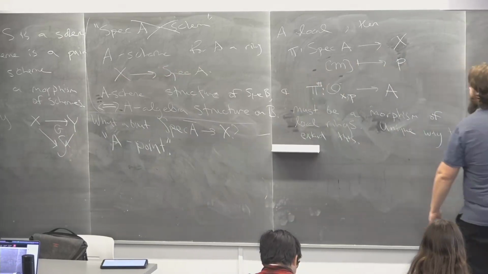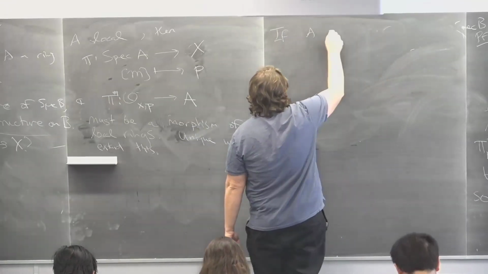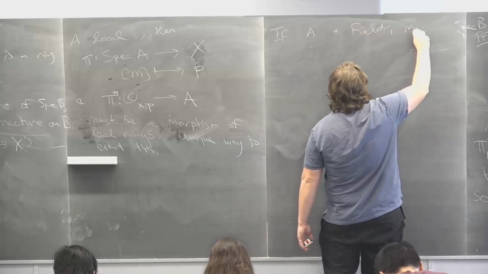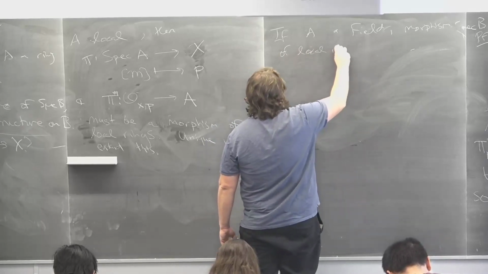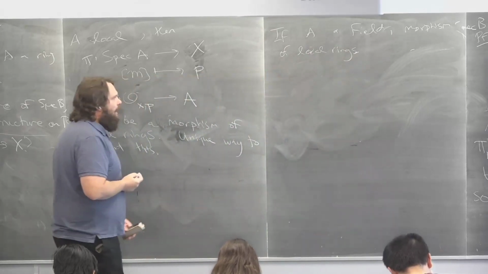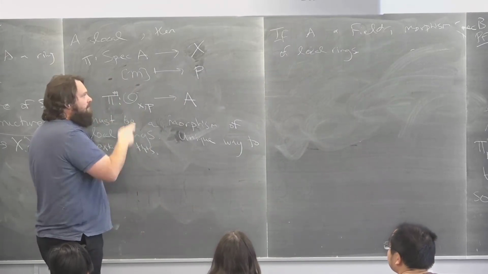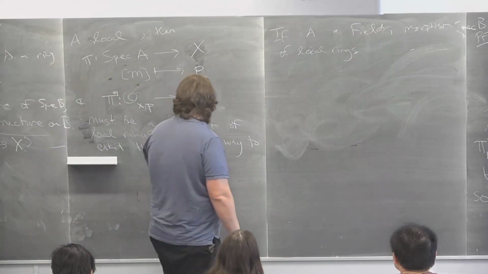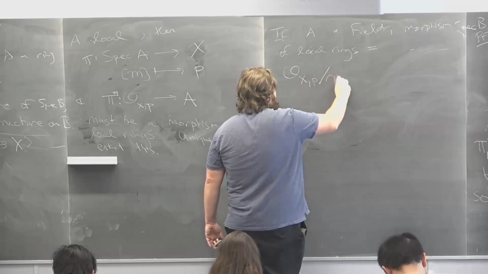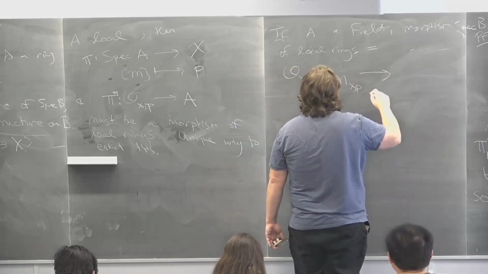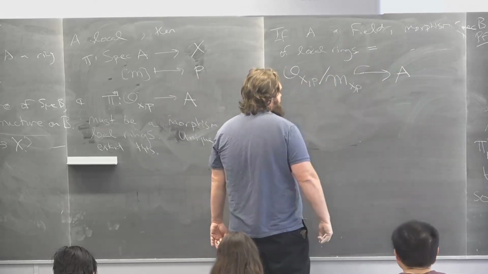So the most important special case of this is, a field is a local ring. So if A is a field, a morphism of local rings means a map that kills all of the non-units in the local ring, right? The pre-image of the maximal ideal in the field, 0, has to be the maximal ideal in the local ring. So I have to be taking O of X at P, modding out by the maximal ideal, and then mapping into A, which is necessarily injective.